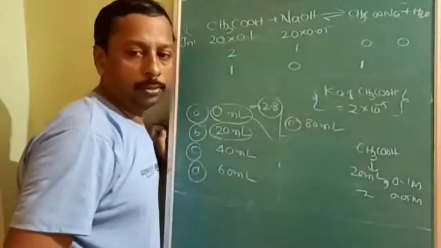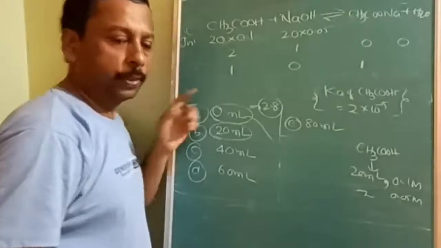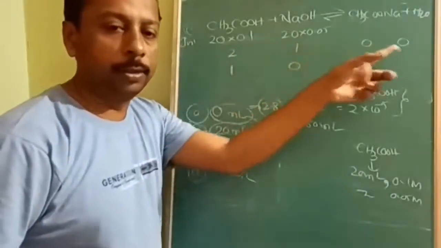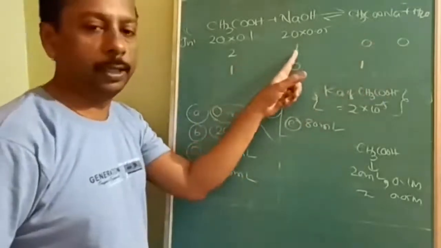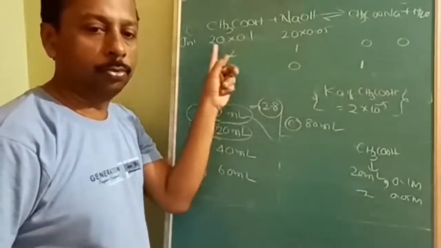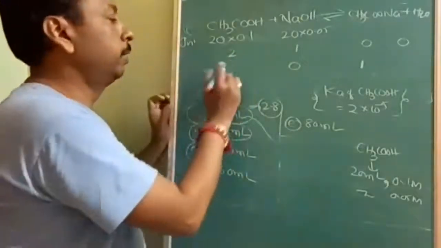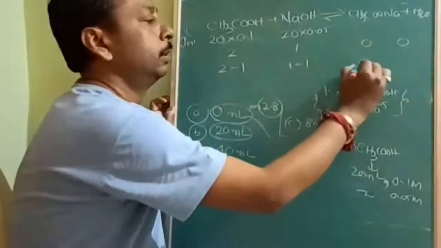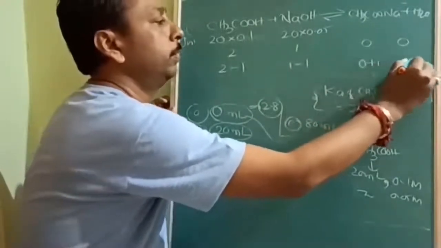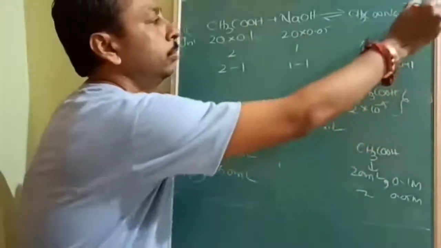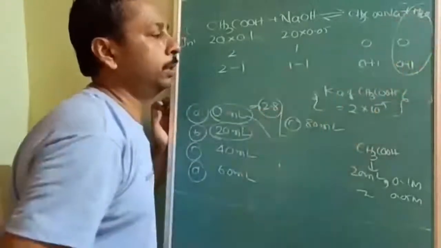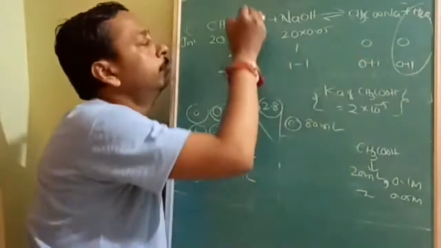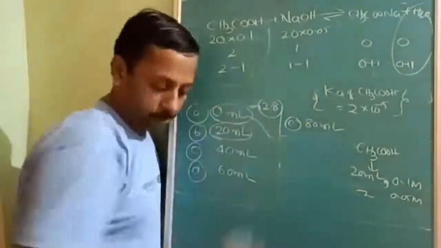Is it clear or should I explain once again? This is 2 and this is 1. So the products will start at 0, 0. After that, this is the limiting reactant. So 2 minus 1, 1 minus 1. This will be 0 plus 1. Don't worry about the water, water is already an aqueous solution. Now tell me which condition it is satisfying.